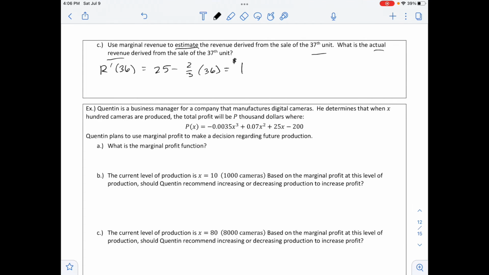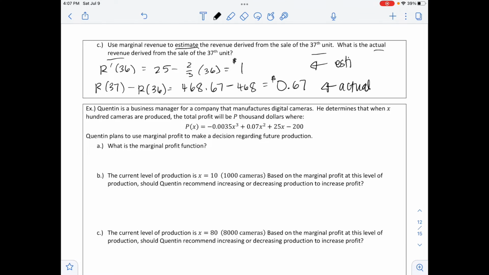To find our actual, we can find R of 37 minus R of 36. And so R of 37, while substituting that into the equation, we have 468.67 minus R of 36, which is 468. And this works out to being 0.67. And so this would be our actual, and our dollar was our estimate.